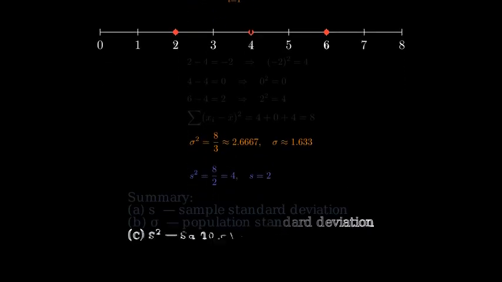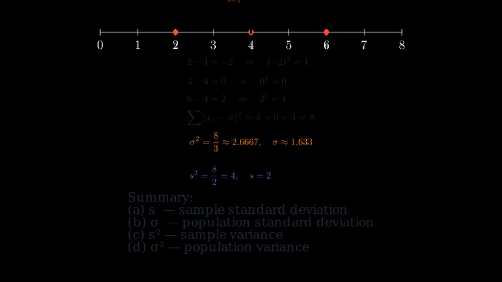Key takeaway: s and s squared are used when you treat your data as a sample and use n minus 1 in the variance denominator. Sigma and sigma squared are used when you treat the data as the entire population and use n in the denominator. That's the difference in symbols and in formulas.